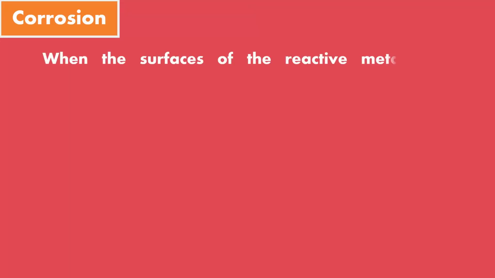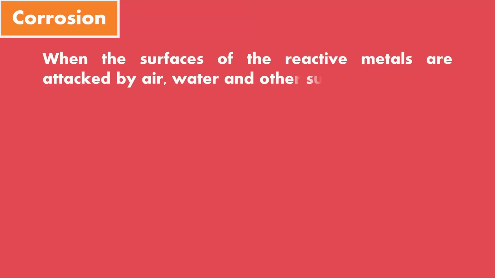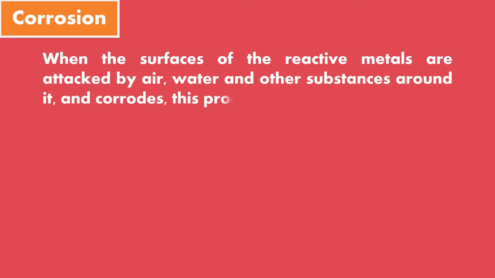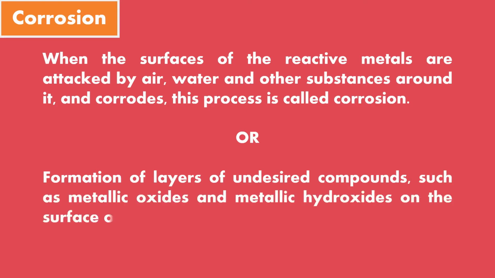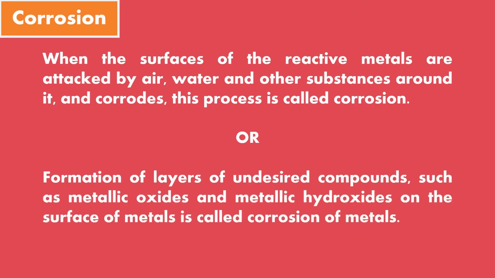When the surfaces of the reactive metals are attacked by air, water and other substances around it and corrodes, this process is called corrosion. Or in other words, formation of layers of undesired compounds such as metallic oxides and metallic hydroxides on the surface of metals is called corrosion of metals.